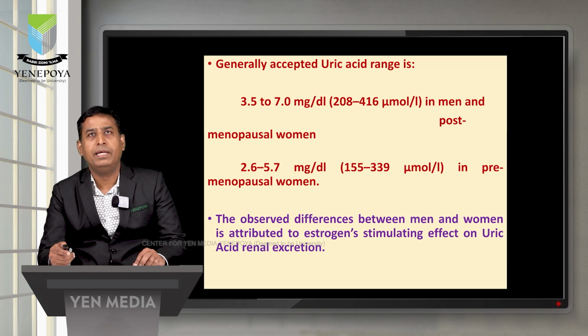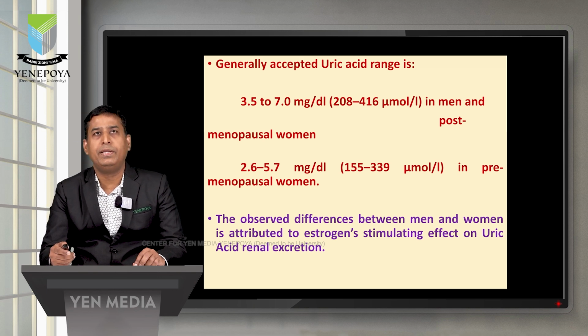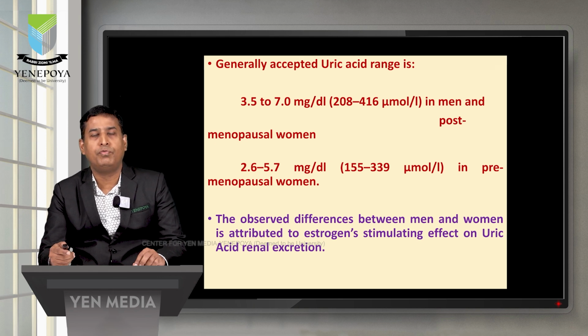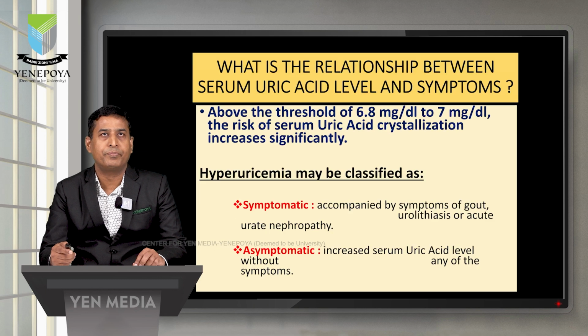Generally, the accepted range for uric acid is between 3.5 to 7 mg per dL in men and in postmenopausal women, and 2.6 to 5.7 mg per dL in premenopausal women. Here, it may be noted that the accepted range differs slightly between premenopausal and postmenopausal women. The difference observed between men and women is attributed to the estrogen stimulating effect on uric acid renal excretion.